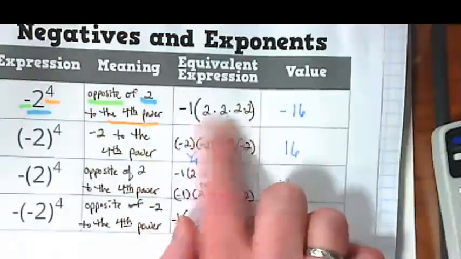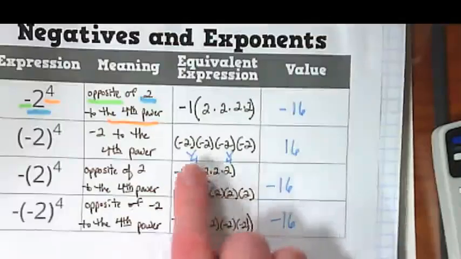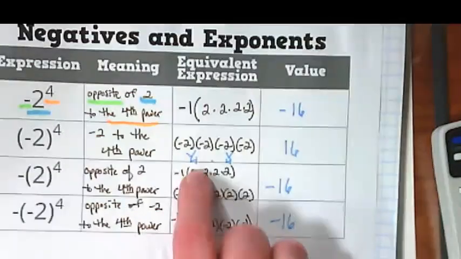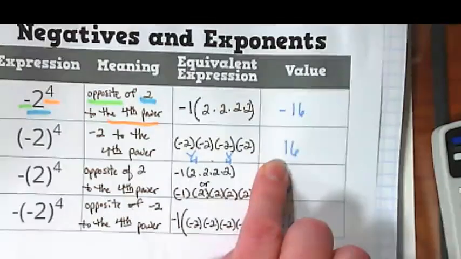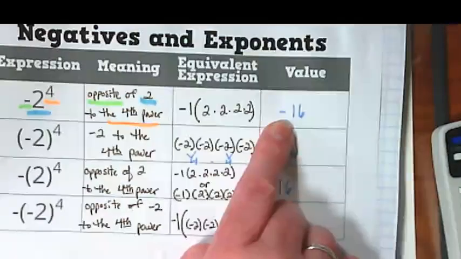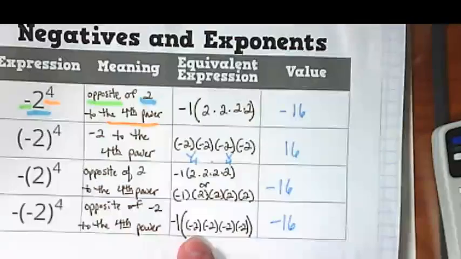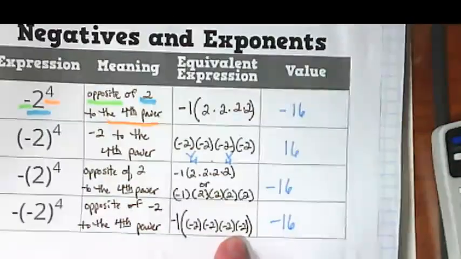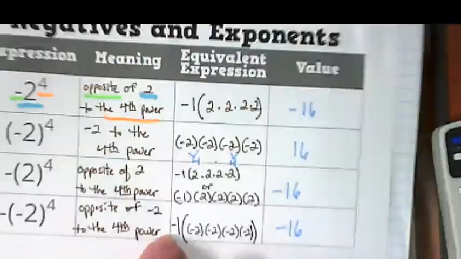Multiply first, and then multiply this because of order of operations. Negative times negative would be positive. We have already established this is the same as this. And then finally down here, you would again do what's inside the parentheses first, which would end up positive, and then multiply it by the negative.